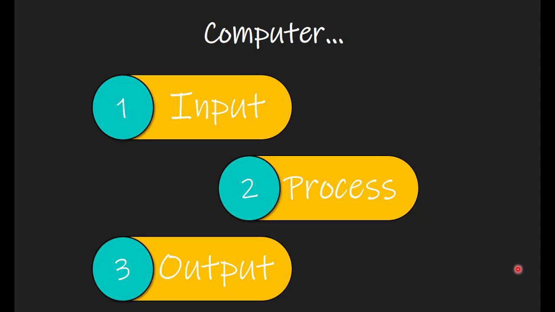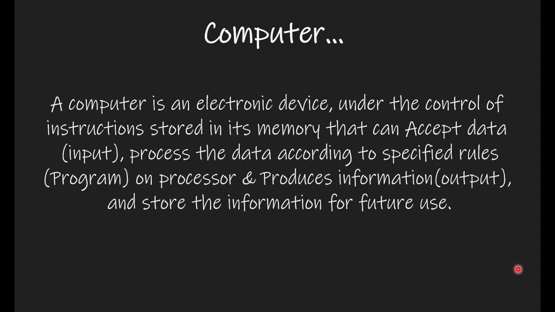Now we are ready to define what a computer is. We can say a computer is an electronic device. Since it runs on electricity, it is an electronic device. It takes some input, processes the input, and then produces some output. But whatever it is doing, it is not doing by itself.